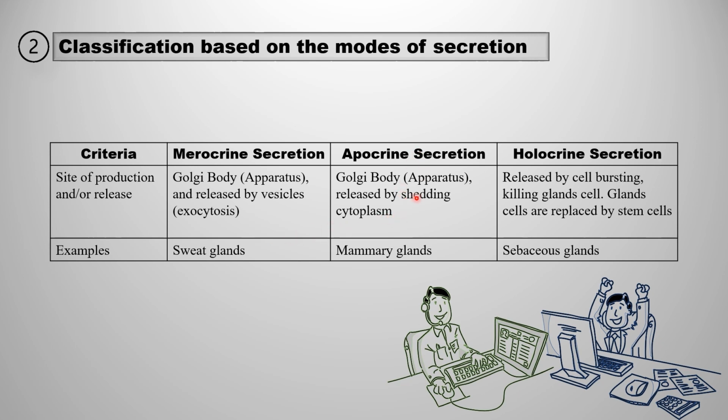Here, in the apocrine, the site is the Golgi apparatus or Golgi body, and it is released by shedding cytoplasm. In the holocrine, it is released by cell bursting, killing the gland cell. Gland cells are replaced by stem cells. Example, this is in the sweat gland. Here is the mammary gland. Here is the sebaceous gland.